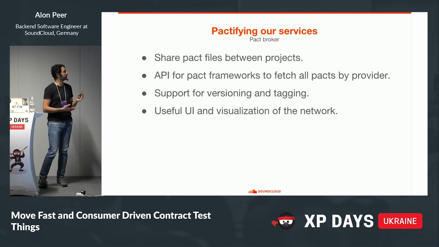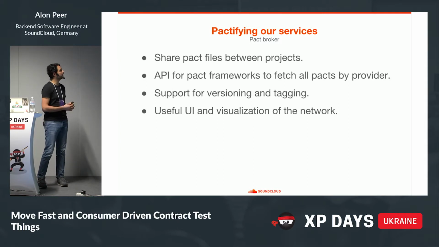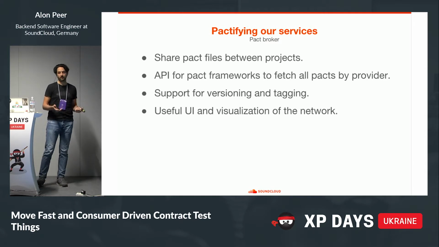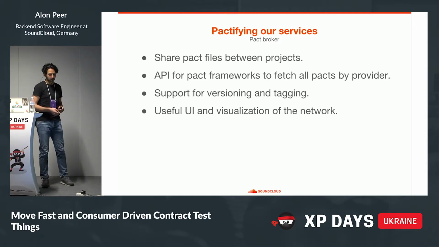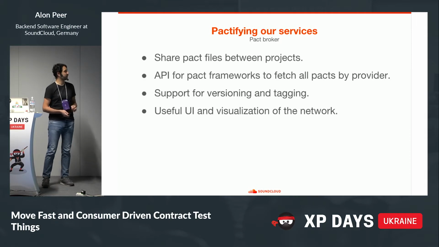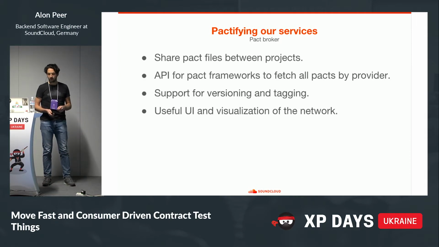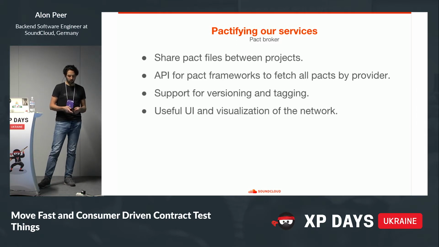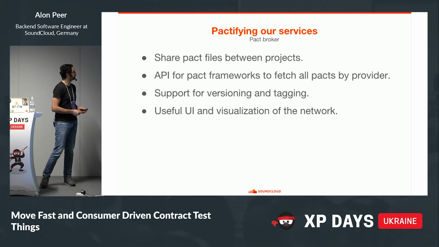So the Pact world supplies us with something called the Pact Broker, which is kind of an artifact manager for Pact files. This is a fully fledged web service that allows you to share Pact files between projects, and it has a very useful UI, and we'll take a look at some screenshots. It also allows you to do tagging of Pact files and also versioning. And we'll see how it plays into our CI later on.